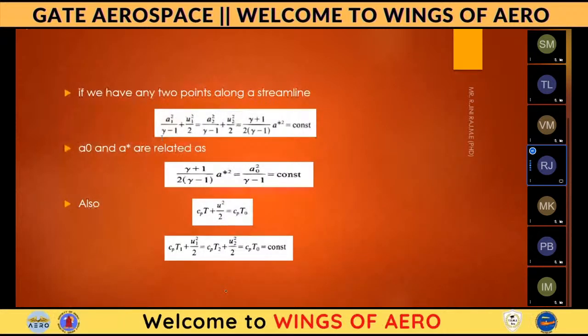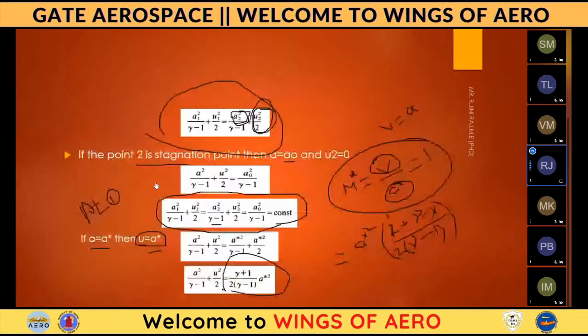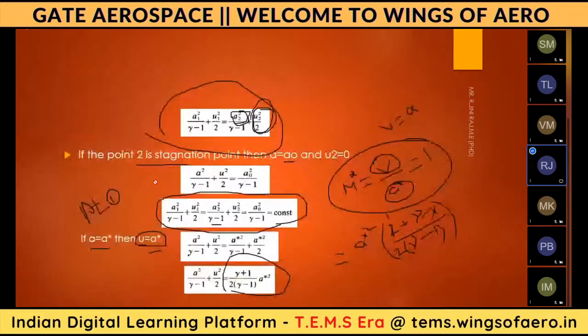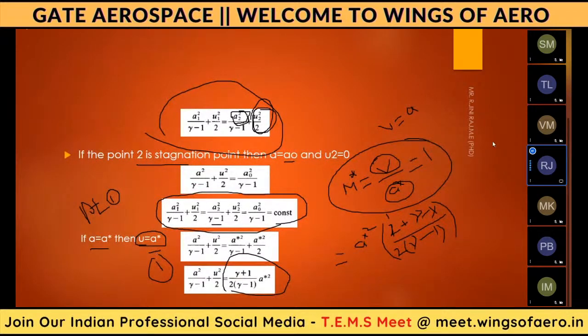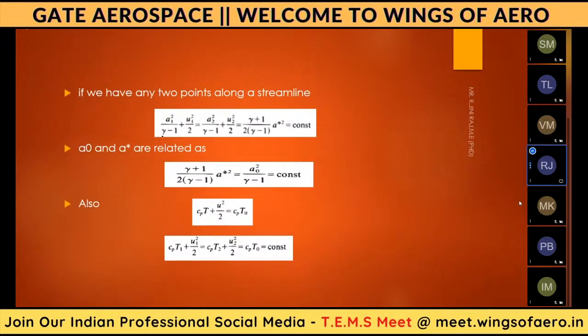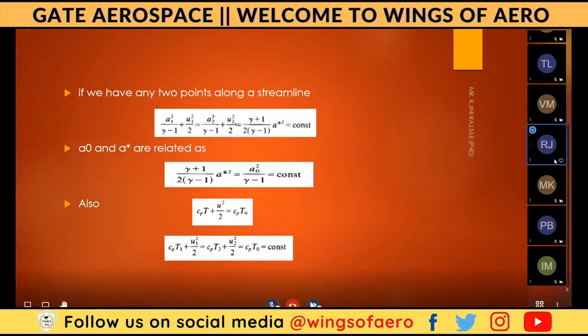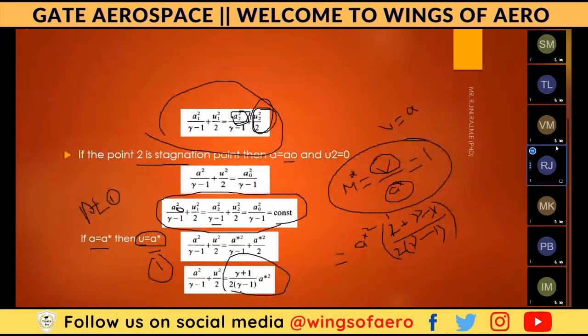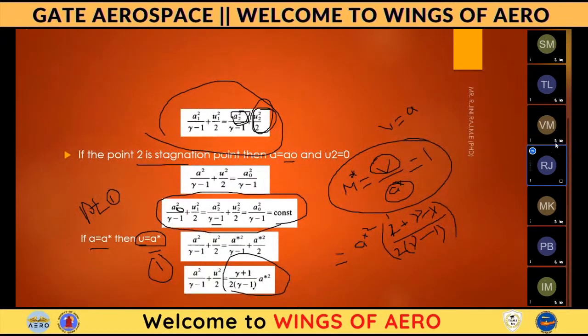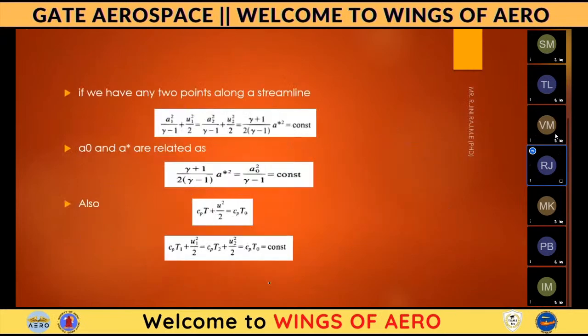So if we have 2 points, first I am considering only 1 point on this streamline. Suppose we have 2 points, we can split that as a1 and a2. So the equation becomes a1 square divided by gamma minus 1 plus u1 square divided by 2 equal to a2 square divided by gamma minus 1 plus u2 square divided by 2 equal to the same previous formula, gamma plus 1 divided by 2 into gamma minus 1 into a star square, that is equal to constant.